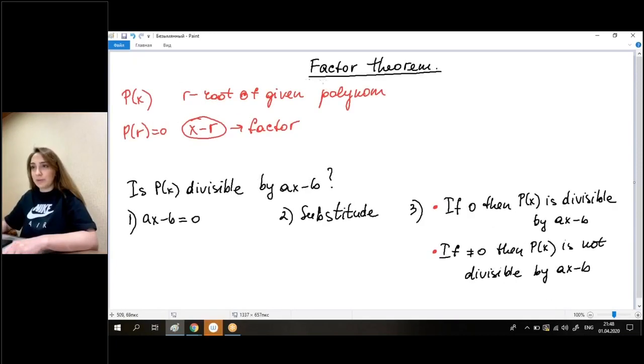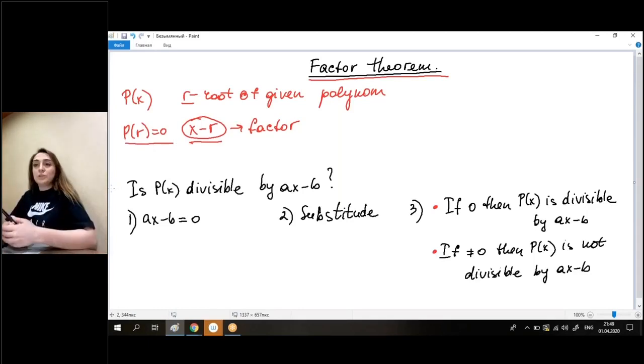Now we will talk about the factor theorem. For example, we were given the polynomial p of x, and we know that r is a root of the given polynomial. Then we can say that x minus r is a factor of the same polynomial, and p of r equals 0.